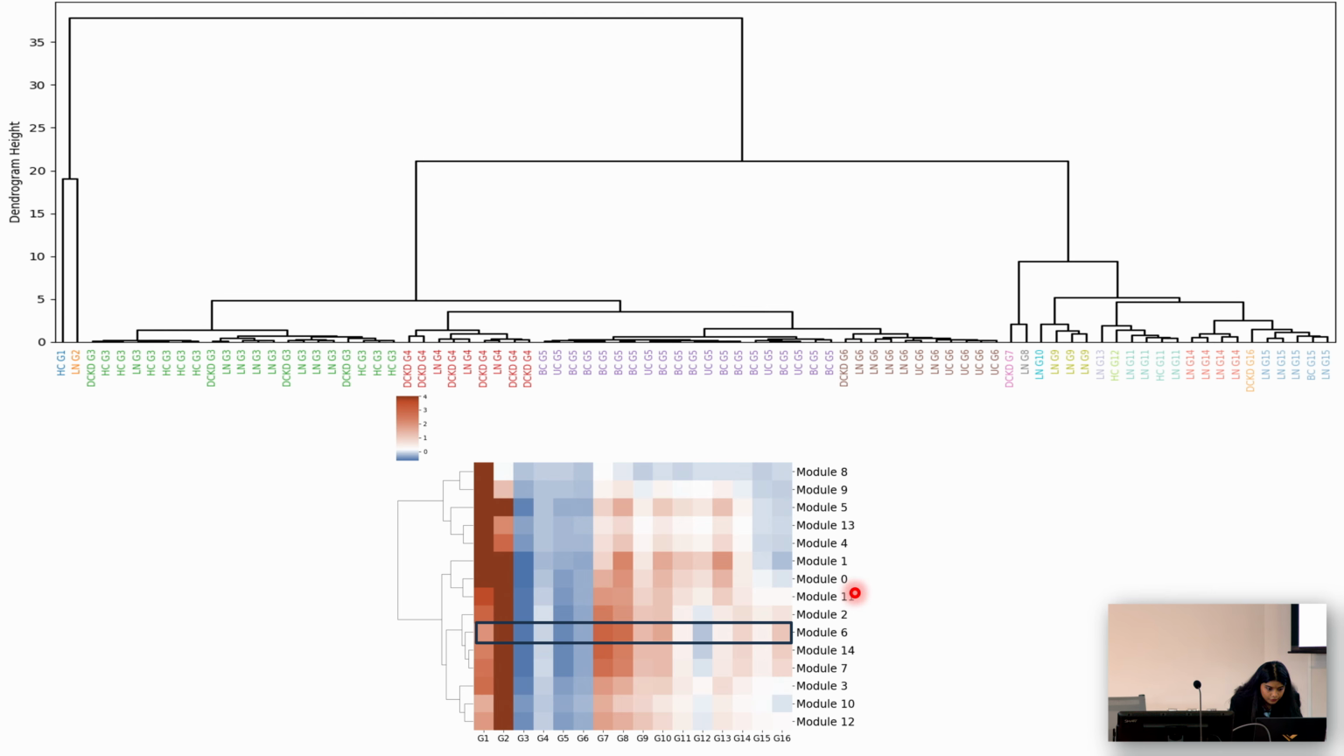Now, out of this, what we can see is module 6. If you see red, it means the protein levels are elevated. The blue means the protein levels are downregulated. So in module 6, we observed significant shades of color with respect to all the groups. So we wanted to focus on module 6 further.